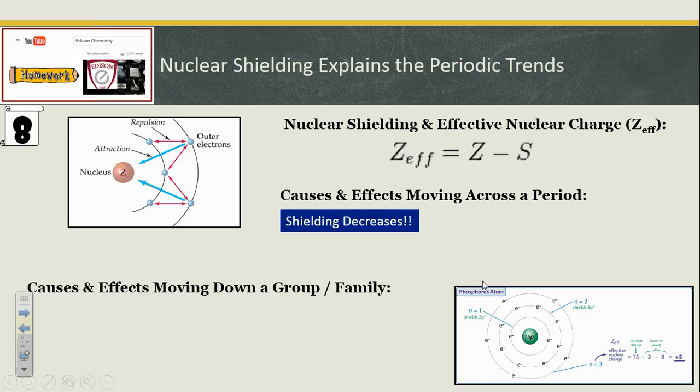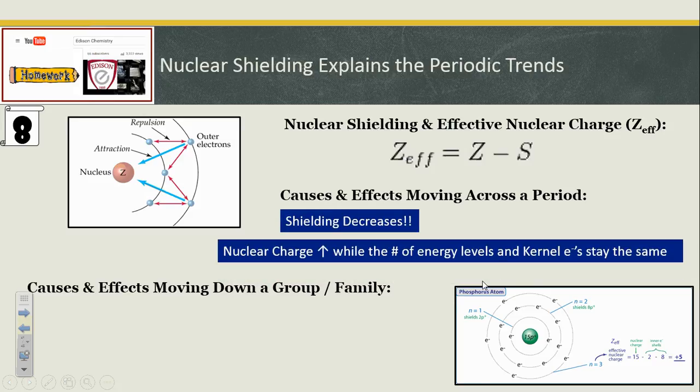So as you go across a period on the periodic table, from left to right, nuclear shielding decreases. Why? Well, it's because nuclear charge in the nucleus is increasing. Each step you take on the period, remember, we're adding one more proton to the nucleus. So the nucleus is getting more and more positively charged as you go from left to right. And the number of energy levels is actually staying the same.